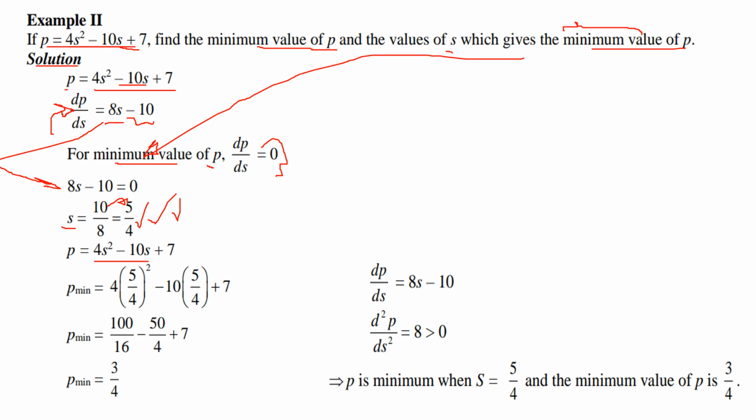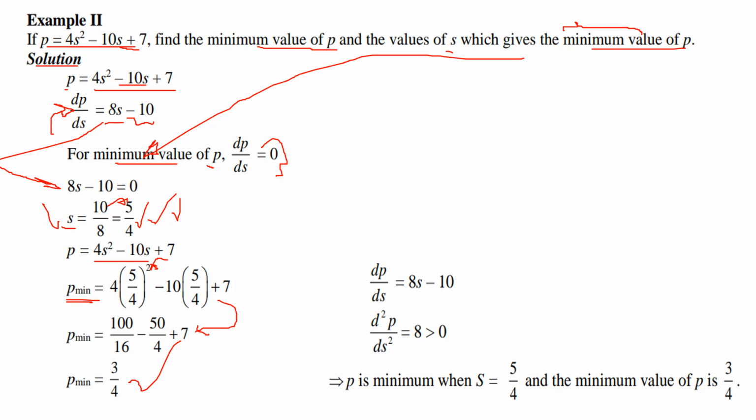So p minimum is going to be equal to 4 into, you just substitute for the value of s, because we are calling it p minimum since s, we have got it as being named the minimum value. That's why you're putting here p min. So substituting for the value of s, you end up with this expression. Simplifying further with your calculator, you're going to end up with 100 divided by 16 minus 50 over 4 plus 7. And adding up everything together, you're going to end up with 3 divided by 4.